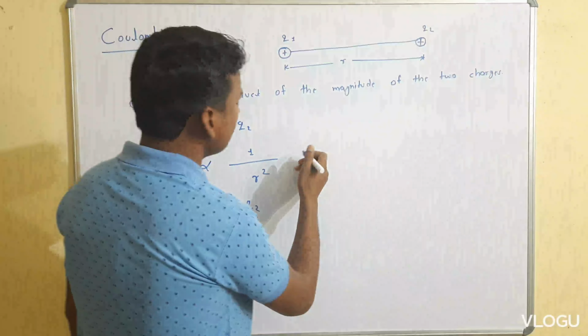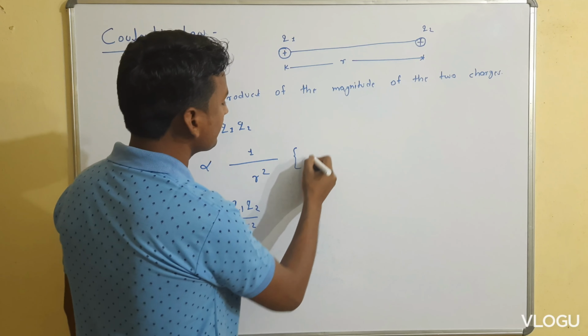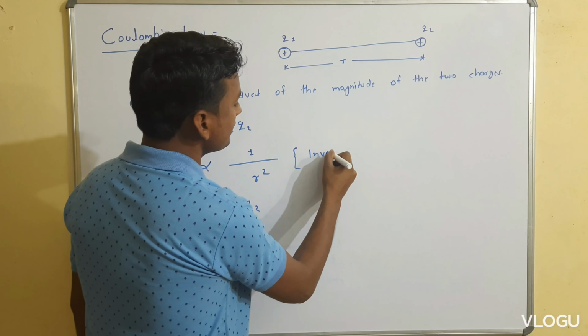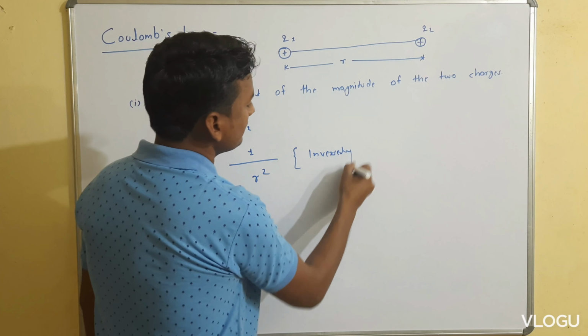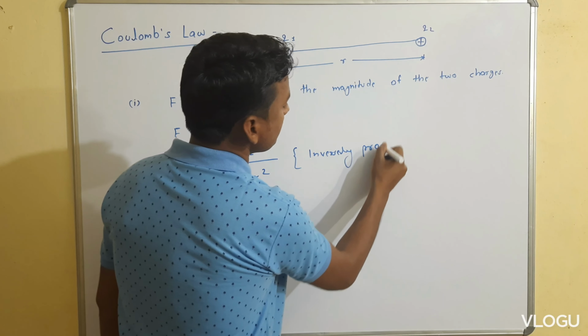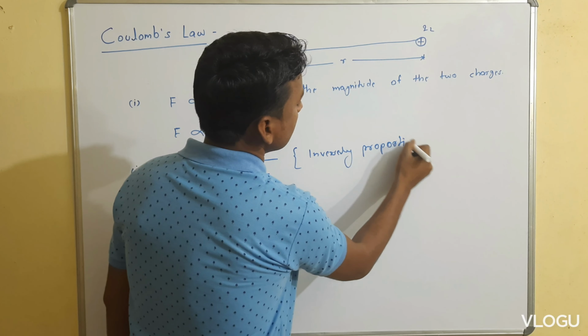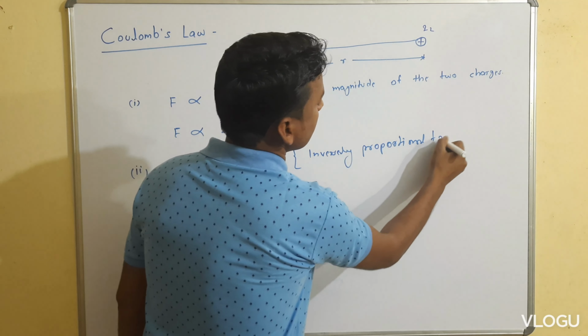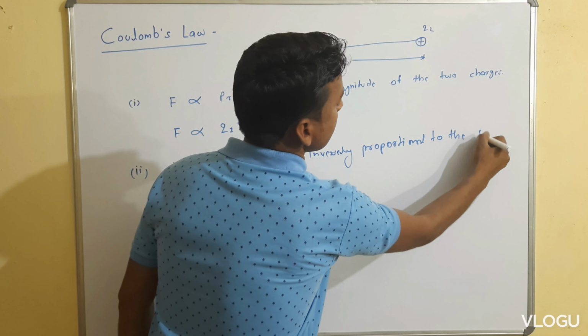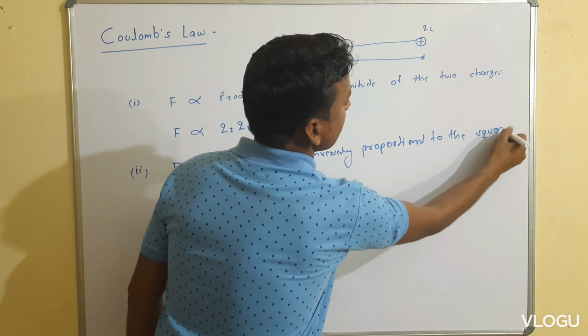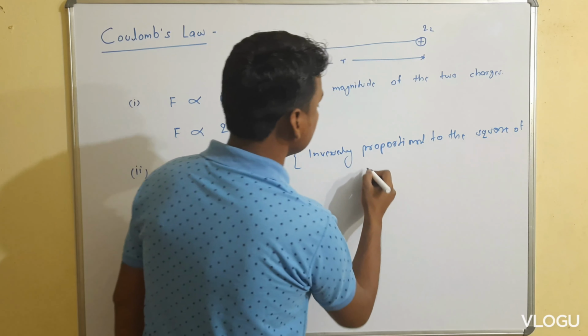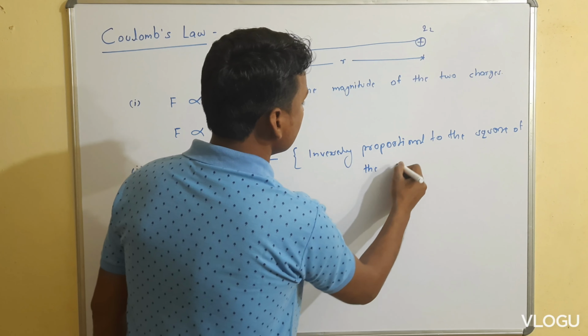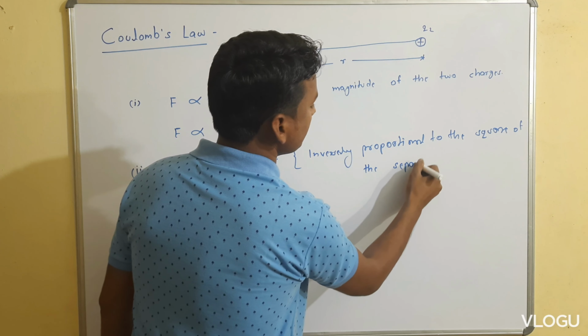We can also mention it as inversely proportional to the square of the distance, the square of the separation, we can say.